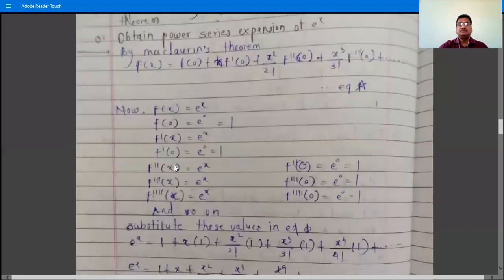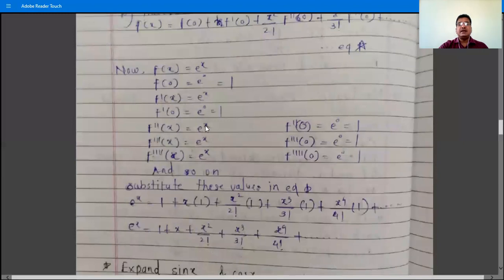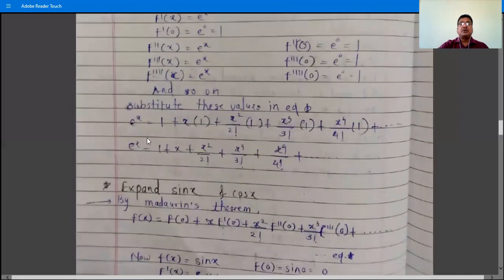Then f double dash x is again e raised to x, and f double dash 0 is e raised to 0, that is 1. f triple dash x is again e raised to x, the derivative of e raised to x is again e raised to x, and the value at 0 is e raised to 0, that is 1. The fourth order derivative f raised to 4 of x is e raised to x, and at 0 again 1, and so on.